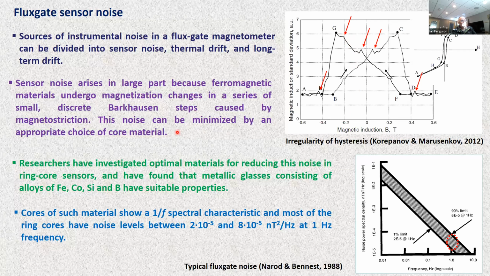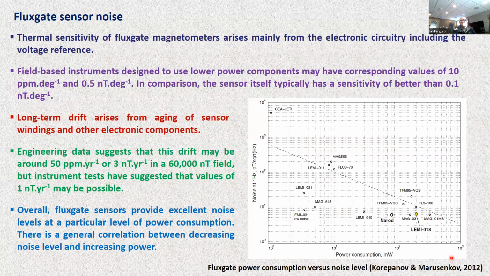This noise can be minimized by appropriate choice of core material, and researchers have shown that metallic glasses consisting of alloys of iron, cobalt, silica, and boron have suitable properties. The cores generally show a 1/f noise characteristic, and typical noise levels of between 2 and 8 nanotesla squared per hertz at 1 hertz frequency. The thermal sensitivity or thermal noise arises mainly from the circuitry. Studies have shown this might be between 10 and 0.5 nanoteslas per degree, whereas the sensor itself has typical sensitivity better than about 0.1 nanoteslas per degree. So the electronics matter in terms of the noise.